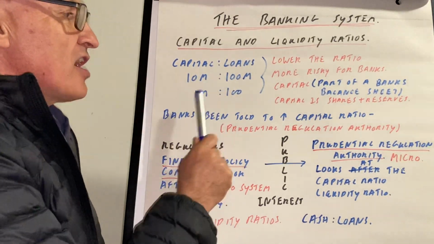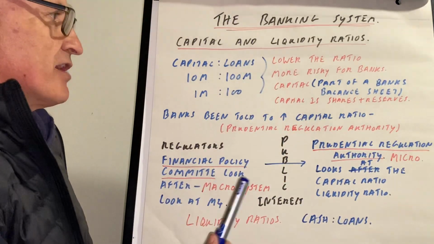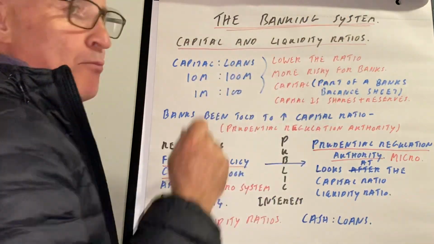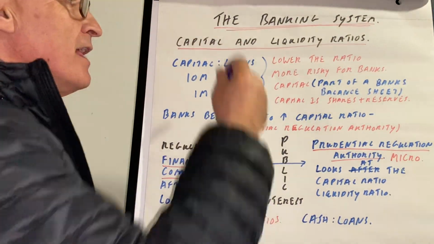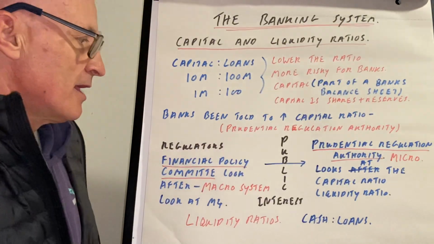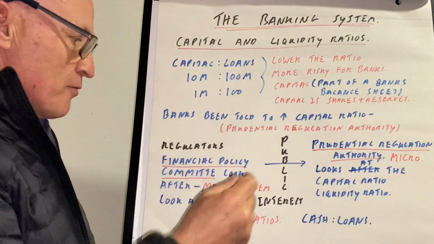We also need to understand liquidity is also really, really important. So if you lower these ratios, the bank will be lending out more money and it will be riskier. It will be making more money in terms of its profits, but it's going to be riskier. So therefore, we have regulators for the banking system.